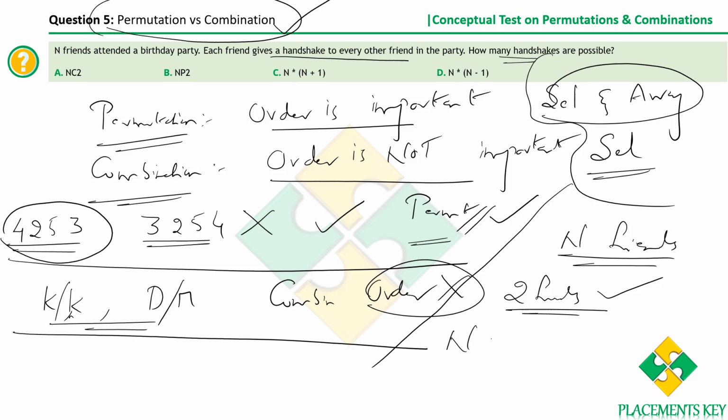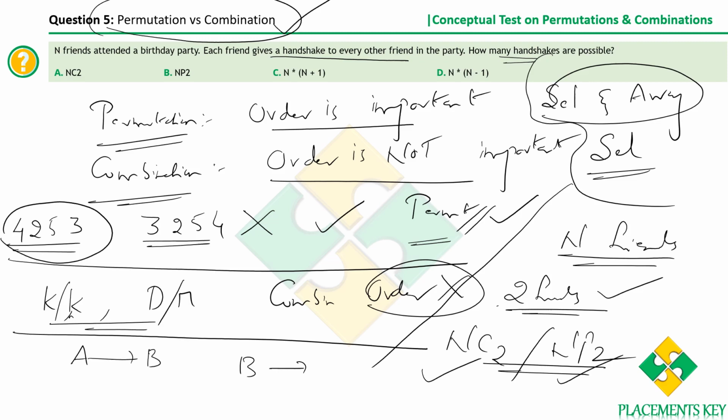So now the doubt is whether it is nC2 or nP2, choosing 2 out of n or arranging 2 out of n. So is it a permutation based or a combination based question? Think about it. Does order really matter here? Whether A gives a handshake to B or B gives a handshake to A, is it the same or different? It is the same, right? Whether A gives to B or B gives to A, it's the same handshake. Therefore, is order important? No, it is not important. Therefore, it is a combination based question.